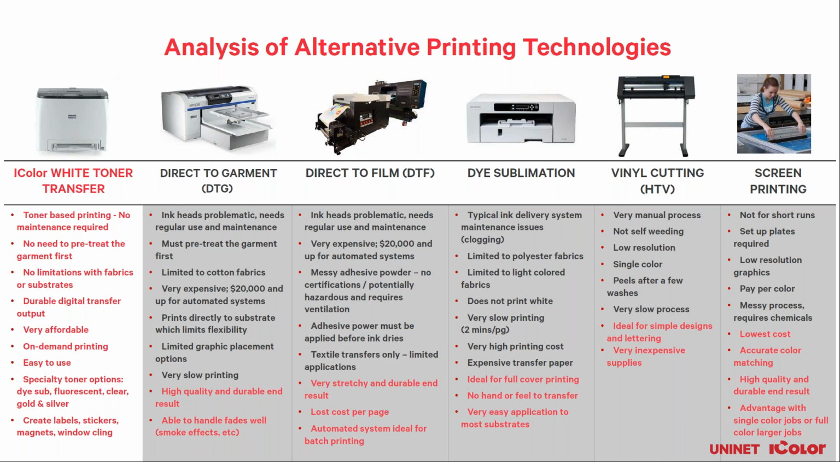The machines themselves and the process is very easy, especially for on-demand one-offs in terms of white toner printing. And with iColor, and I'll get into this a little bit more in other slides, we offer a lot of specialty toner options where you can convert your printer from a white toner printer into a sublimation printer and then back to a fluorescent printer and printing gold and silver and things like that. And in addition to all of the transfer printing, we also offer label media to print labels and stickers, magnetic media, window cling, banners for some of our machines, and more.